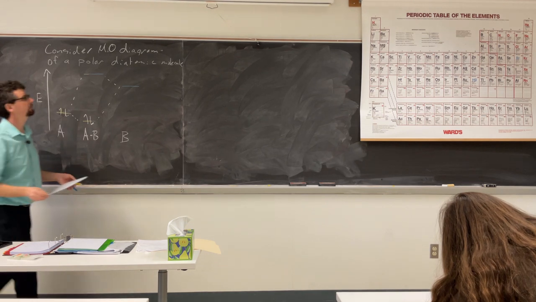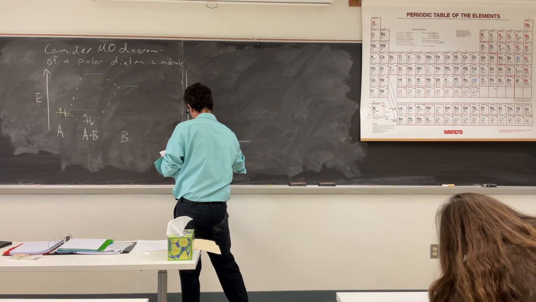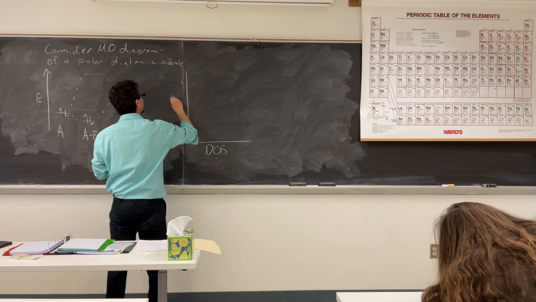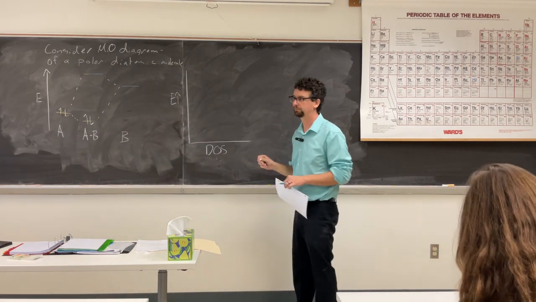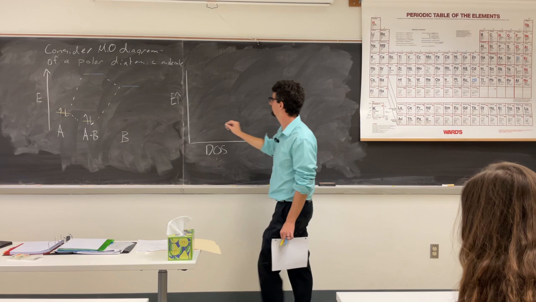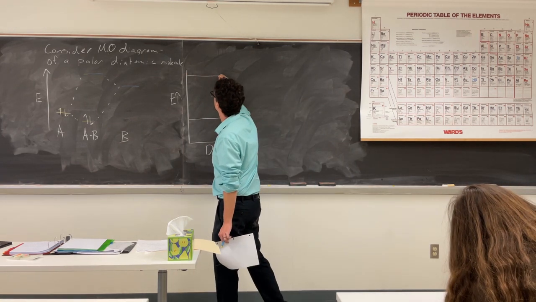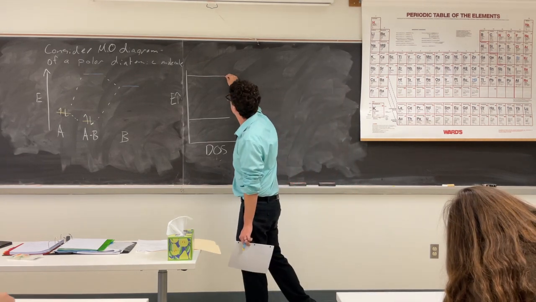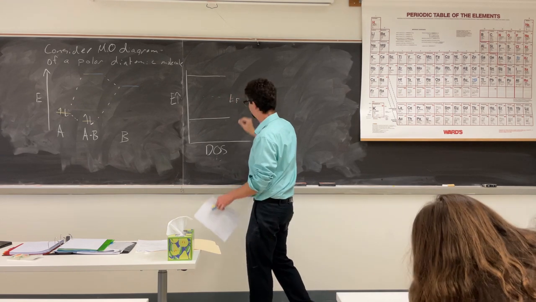Let's plot the DOS. What's the DOS going to look like for a molecular system? We get no information really other than that there are just states here, and then we'll call the Fermi level somewhere in here.